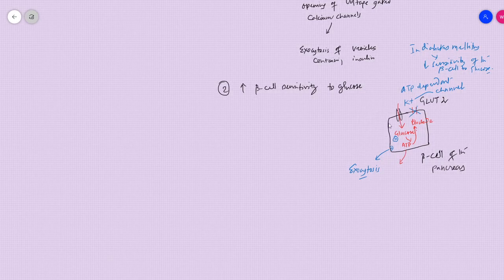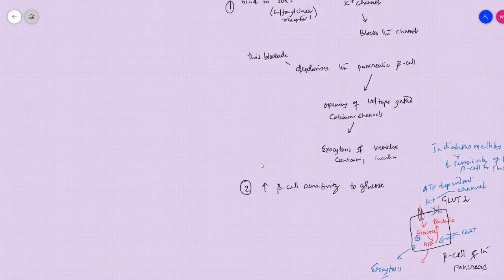Okay, and we have talked about the physiology. Normally, in the absence of pathology, glucose will directly enter the cell, become ATP, and that ATP will block the potassium channel, and that blockade will result in entry of calcium. That calcium will cause exocytosis of the insulin-containing vesicles, and that exocytosed insulin will cause the effects of insulin. But in a diabetic patient, this channel is not very sensitive to glucose, and therefore the potassium channel is directly blocked by sulfonylureas, which act on a particular area of the ATP-dependent potassium channel, which we call SUR1.